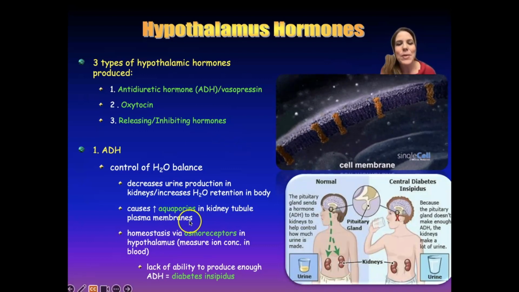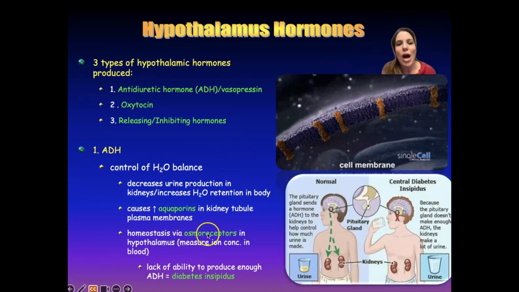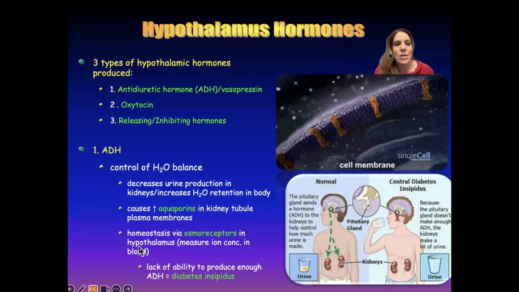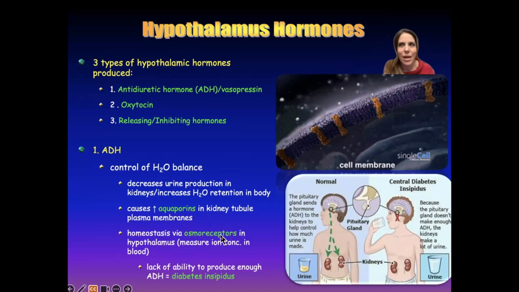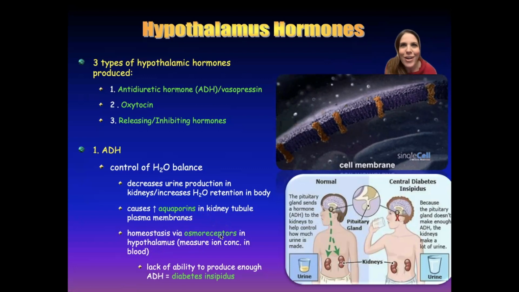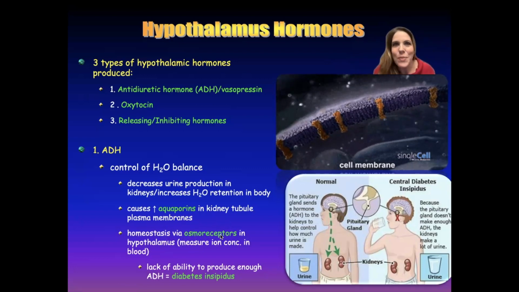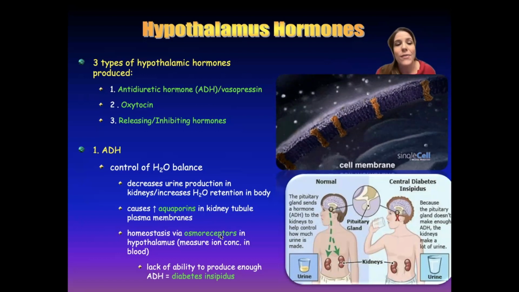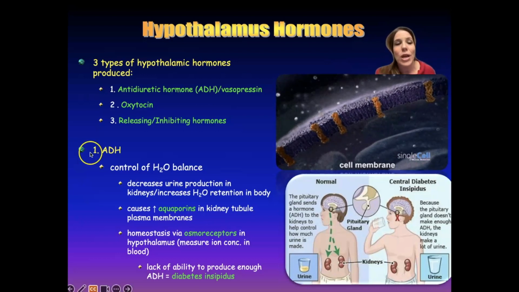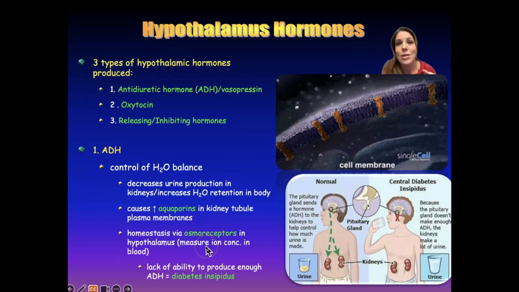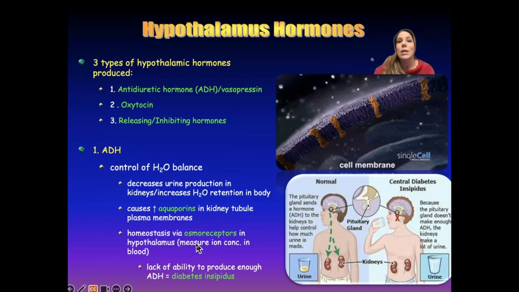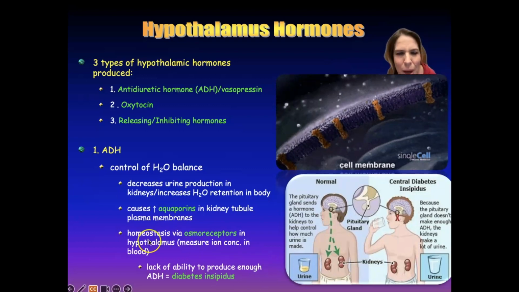Well, it's going to be sensitive to osmoreceptors that exist in the hypothalamus. These are proteins that are constantly testing the environment, how much water is there. Is it low? Is it high? And if it's low, it's going to manufacture ADH to tell those kidney tubules to make more aquaporins to allow more water to leave the kidney tubules and go to the body.